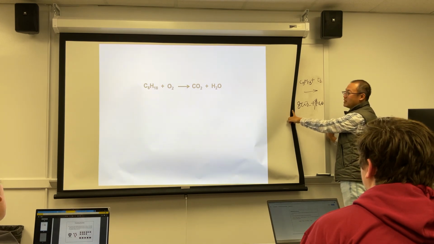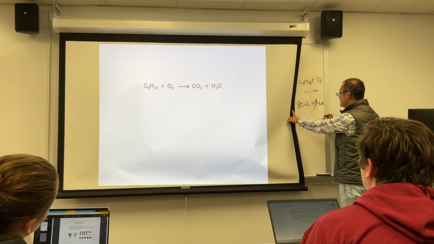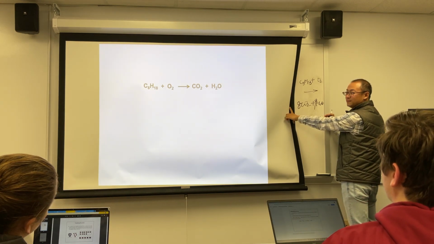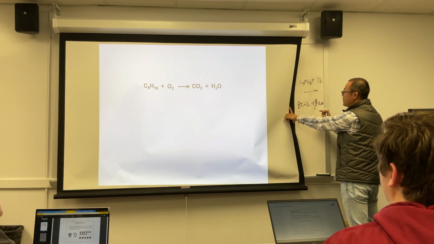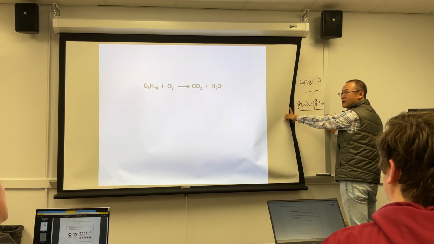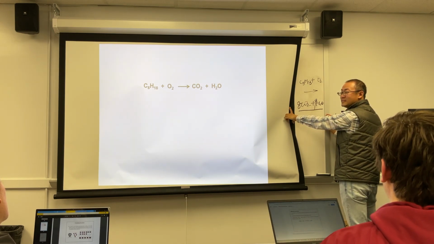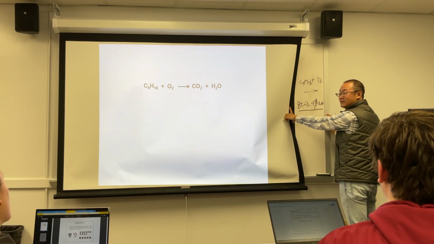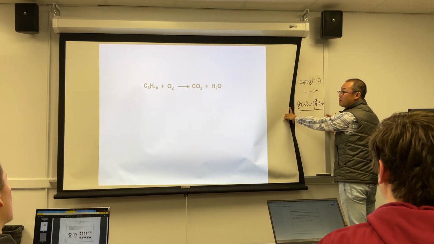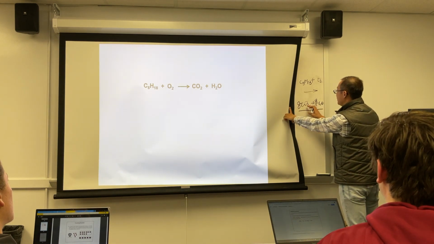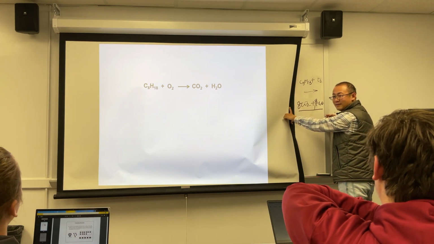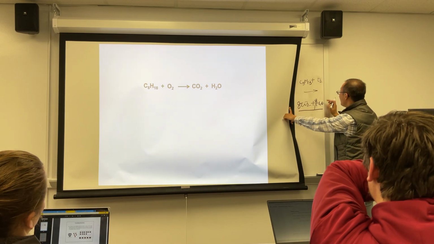What number do I need in front of the O2? How many oxygens are over here? That would be 16 plus 9. That's 25. Yes, you're right, 9 plus 16 is 25. Good. So how do I make 25 here?